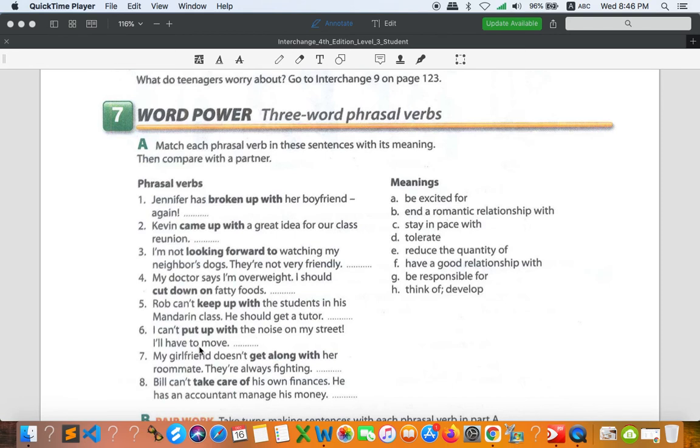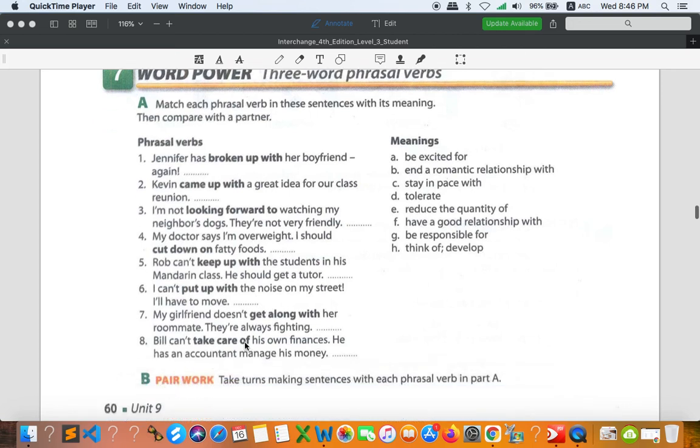Okay. And number 7, my girlfriend doesn't get along with her roommate. It's just like you cannot live with a roommate. They are always fighting. So get along with alone is about having a good relationship with, but this one doesn't. But the meaning is only get along with, so that should be letter F. And the last one, take care of, it's just like you take responsibility, that is letter G.